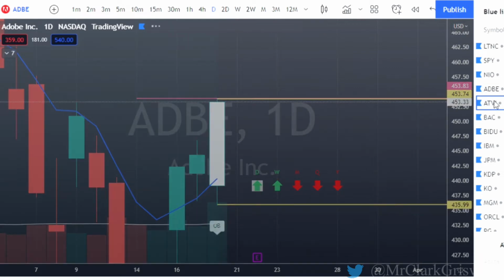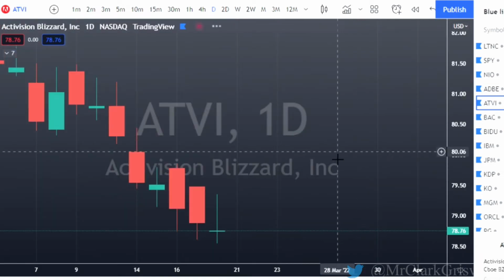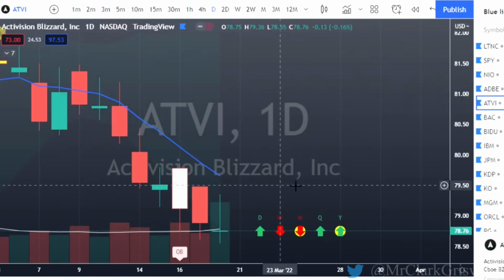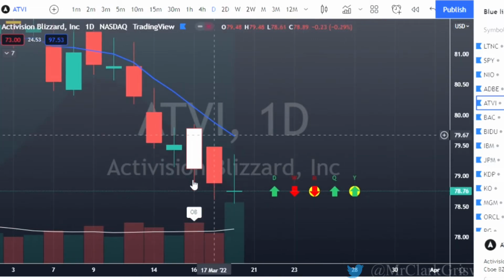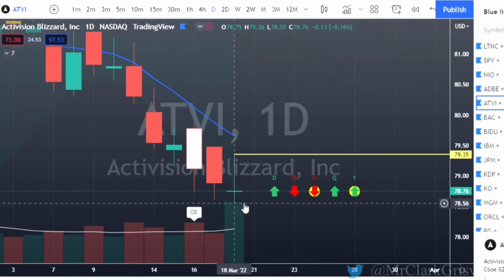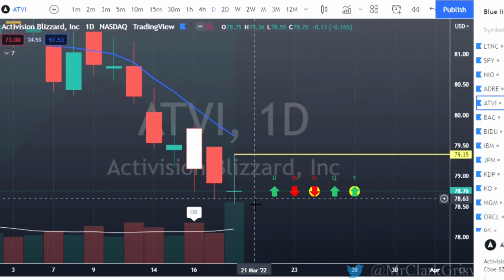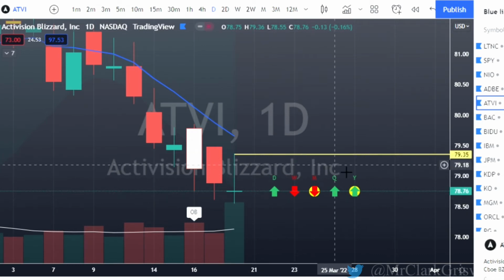ATVI is Activision. Activision had a 2 down that finished green, okay? So that's one of the things I look for. We have a 2 down, but I like them to finish green when I'm looking for reversals, okay? So we're looking for a 2 down and then a 2 up on Monday, okay? So $79.35 we're taking calls.